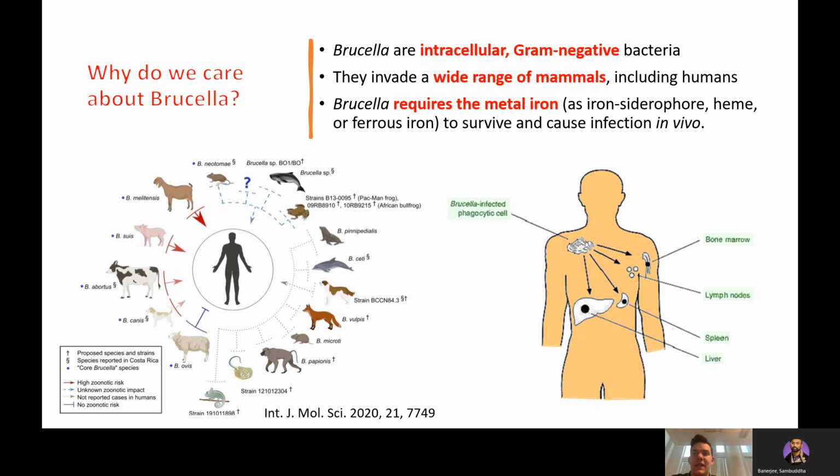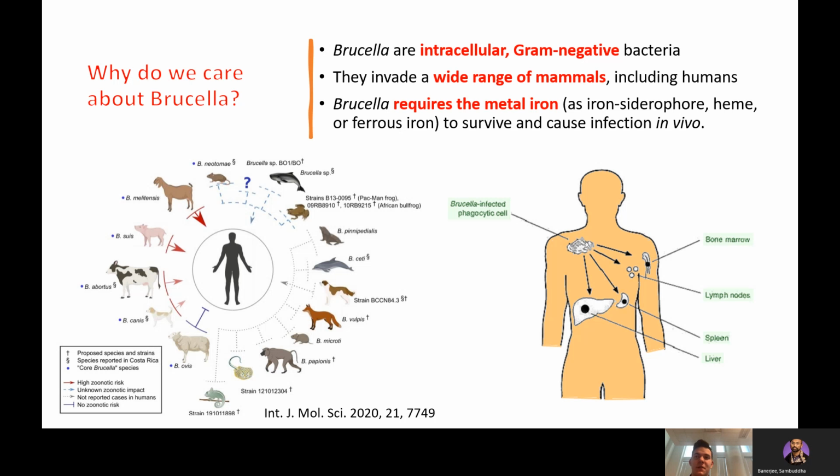Brucella is an intracellular gram-negative bacteria that infects a wide range of mammals, including goats, pigs, cows, and dogs, and causes an infection in humans as well from those mammals. So humans can get it from consumption of raw meat or contact. Once it's inside of the human body, it affects things like the bone marrow, lymph nodes, spleen, and liver.